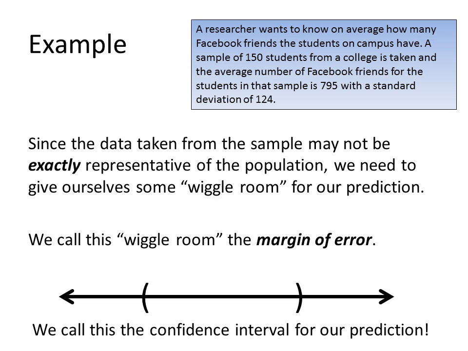Since the data taken from the sample may not be exactly representative of the population, we need to give ourselves some wiggle room. This wiggle room is what we call the margin of error. That is, in our example, 795 was our point estimate, which is going to be right in the middle of our confidence interval. Taking steps to either side is going to give us this margin of error. Putting those together gives us what we call the confidence interval for our prediction.